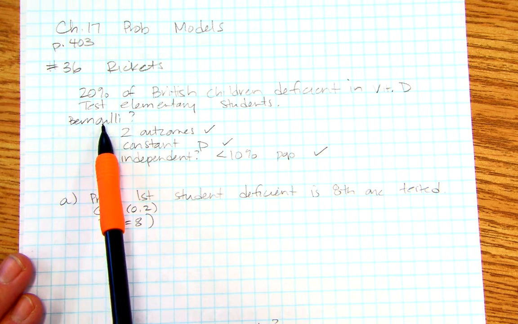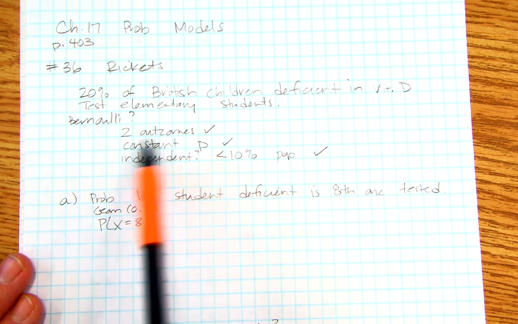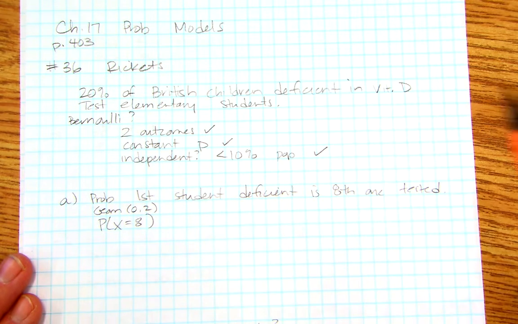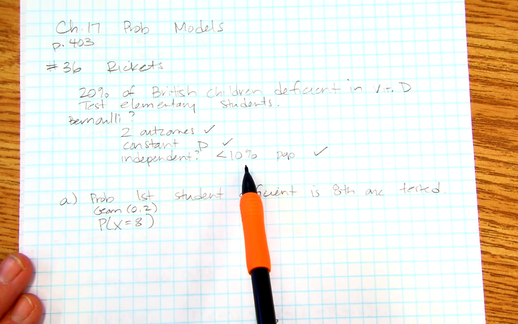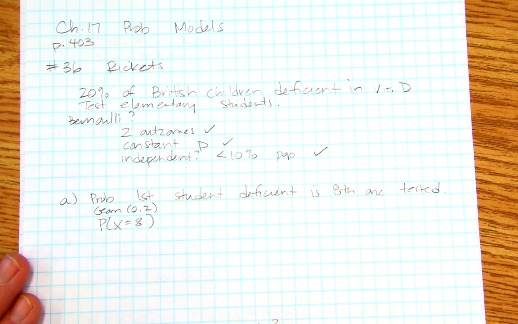students. So the first thing we want to check is, is this a Bernoulli trial? Are there two outcomes? Yes, you're either vitamin D deficient or you're not. We can assume there's a constant probability, particularly for testing elementary students randomly. And do we have independence? Well, certainly we'll be testing less than 10% of the overall population.